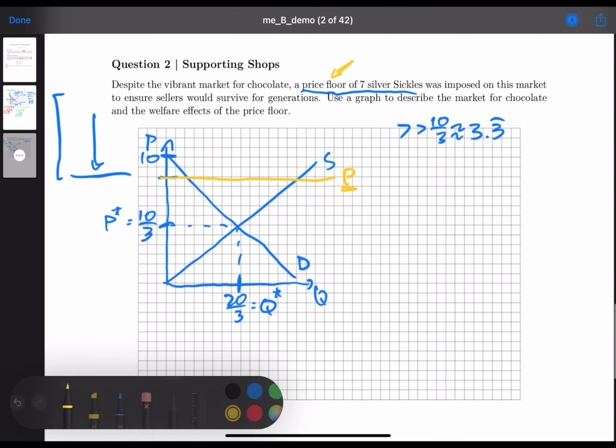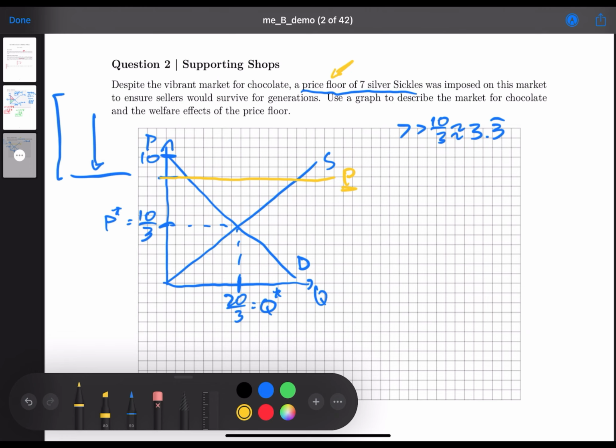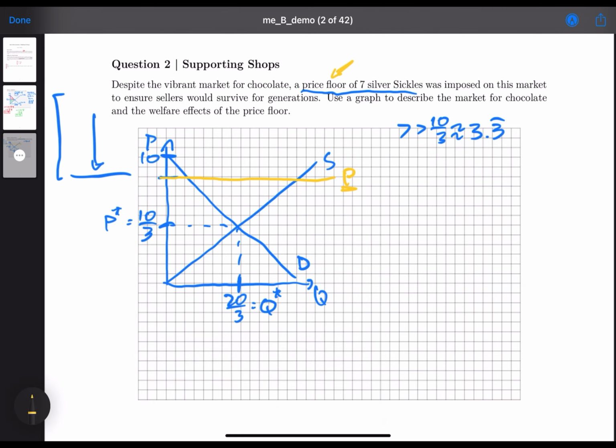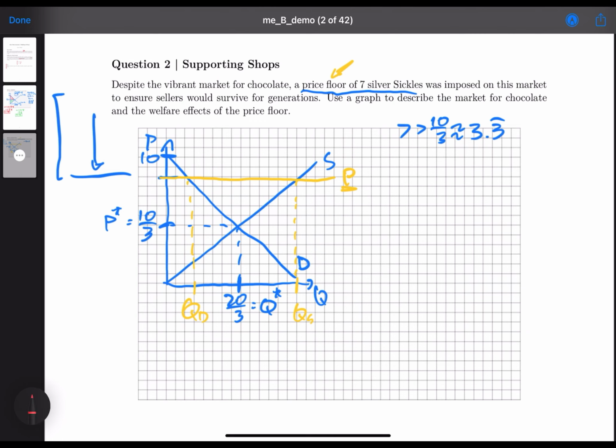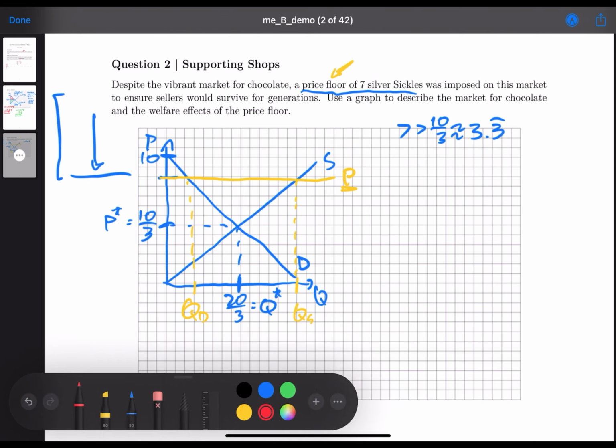So the goal in this question is to use this graph to describe the market and the welfare effects. So first we're going to identify the quantity supplied and quantity demanded. So we have our QS and QD. So we're going to find those two, and then find consumer surplus. So consumer surplus, as always, is everything above the price, below the demand curve, and inside the quantity exchanged. So a couple components, right?